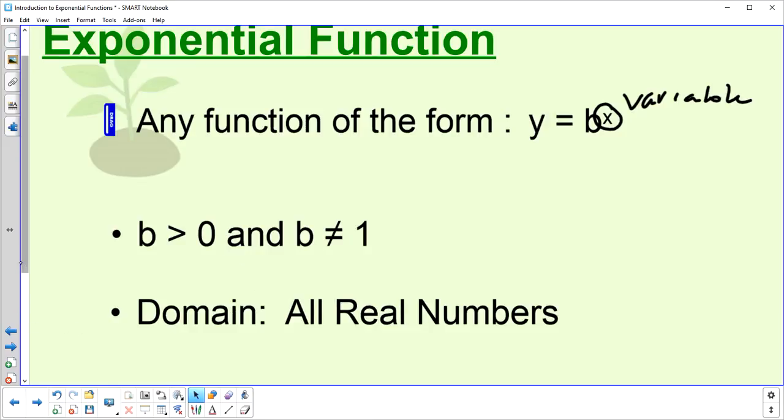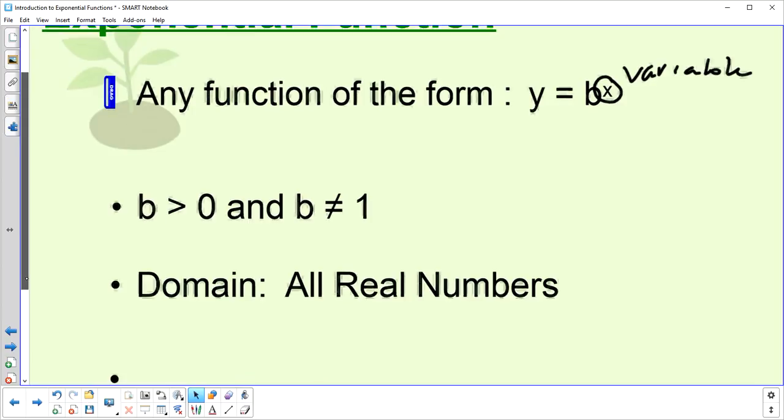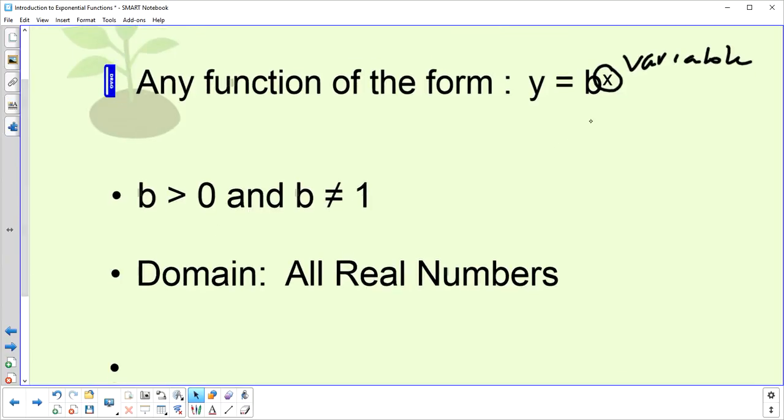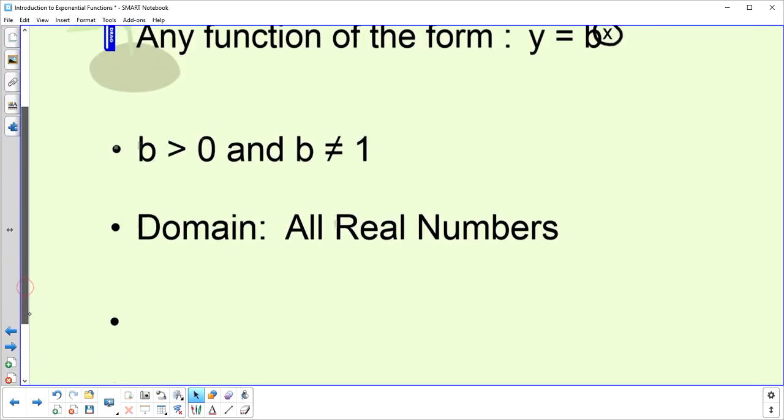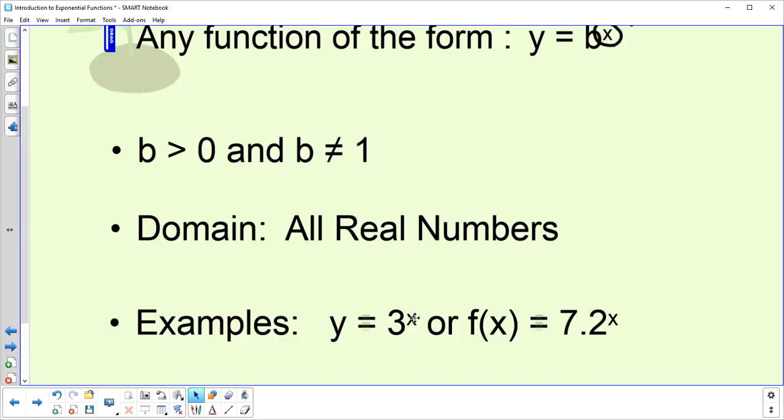Okay, the domain then, much like quadratics and parabolas, is going to be all real numbers. So if I ever asked you for the domain of these, you could easily always identify it as all real numbers, meaning any value of x can be plugged in and we would get a y value out. And examples would look something like this. So we could have y equals 3^x, or remember this is called function notation, so we'll see this a fair amount of times, just like we did last chapter. f(x) equals 7.2^x. Again, our variable here is x.